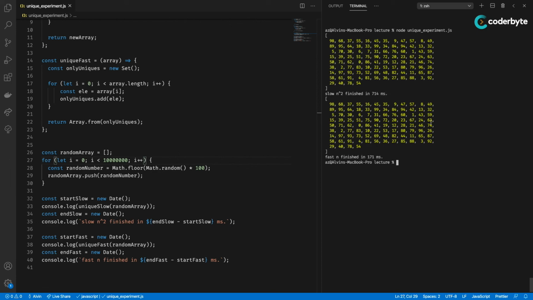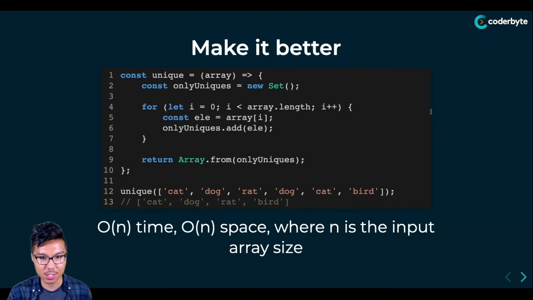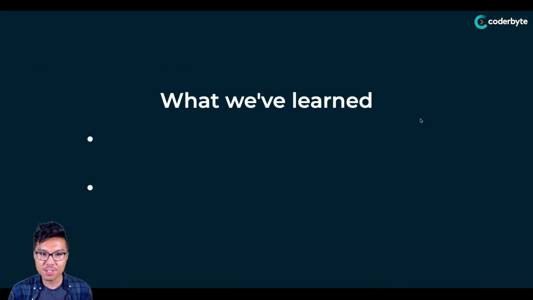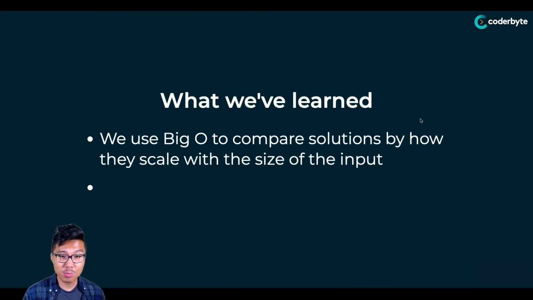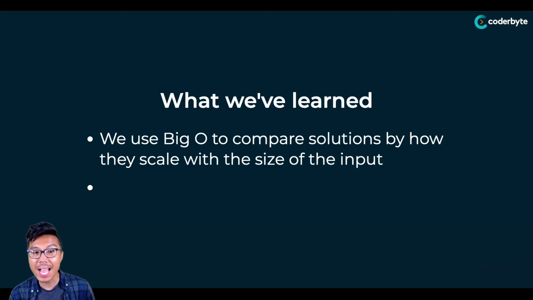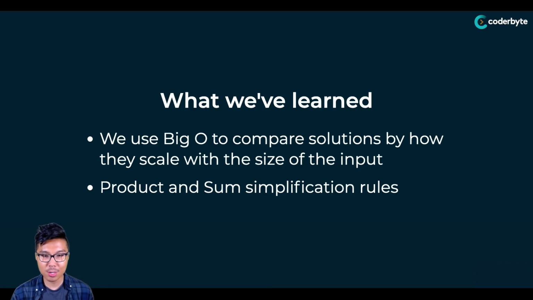Awesome, so hopefully you now see the value in really analyzing our code. So to wrap up this video, what did we learn? Well, we used Big O to compare solutions by how they scale with the size of the input. And also along the way, we denoted some hard and fast rules that you can use to simplify your Big O. And whenever you're in an interview scenario and forevermore, you should always simplify your Big O notation. In the next video, we'll continue our talk on Big O and talk all about more diverse code and the different complexity classes that they give us.